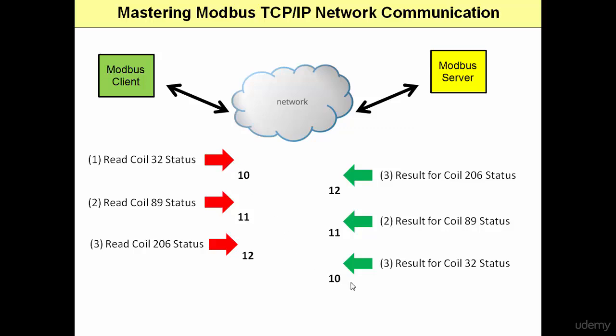So you can see that what the transaction identifier does is allow for pairing of transactions. Okay, 10 to 10, 11 to 11, 12 to 12. That is what the transaction identifier does. It solves that problem where responses coming back in are not necessarily in the same order in which the queries went out. Okay.